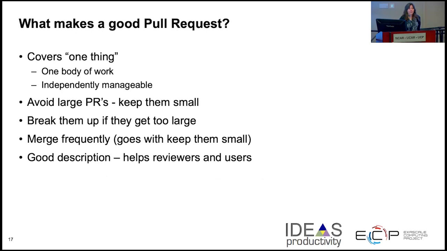So what makes a good pull request? This one is really close to my heart. I had a developer that was working on a piece of code for a long time, and it really turns out he had too big of a pull request. So you want to make sure it covers just one thing and that it's independently manageable. So this second point here, avoid large PRs, try to break them up to keep them small. And that goes in with merge frequently. If they're smaller, you can merge them in frequently.